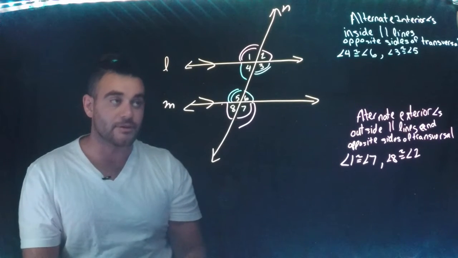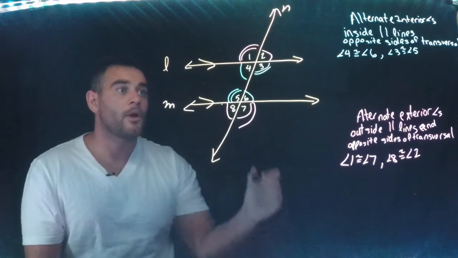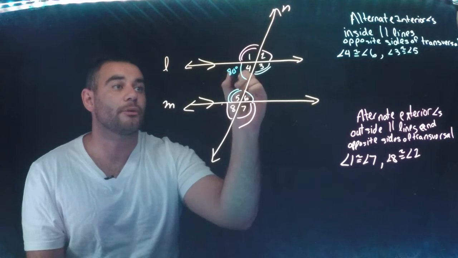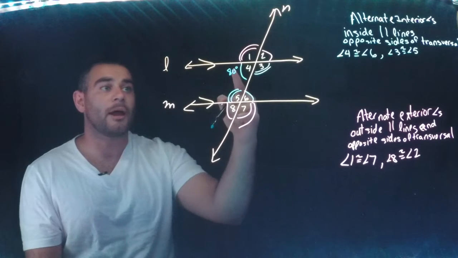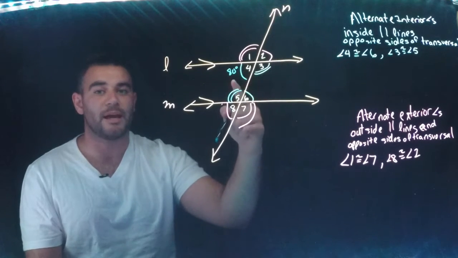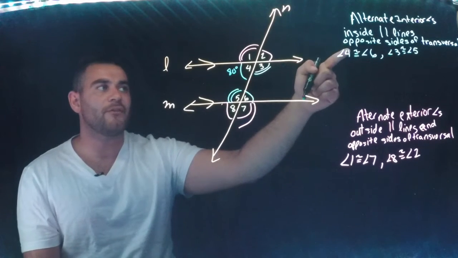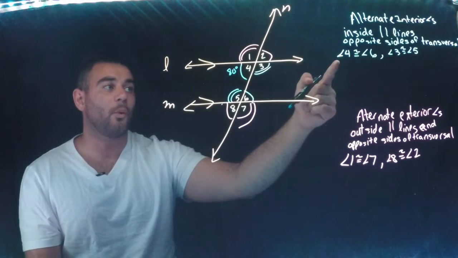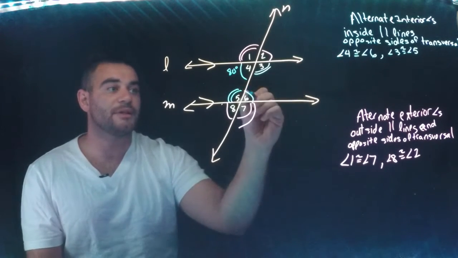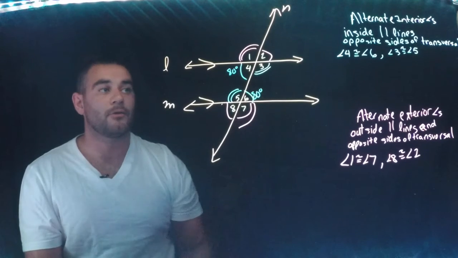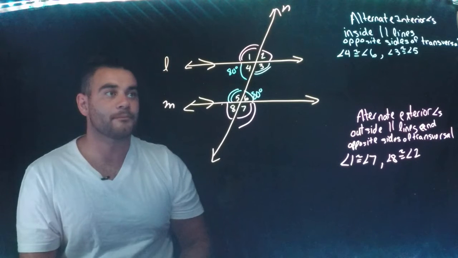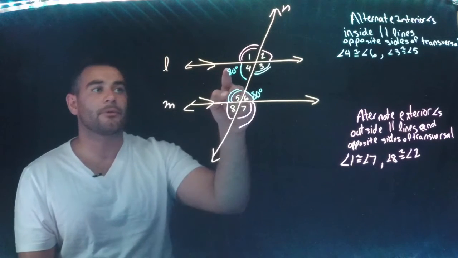So let's get some numbers in here. Let's say we said that this was 80 degrees, right? By vertical angles, these would also be 80 degrees, right? But what about the new definition we just learned? Alternate interior. We know if 4 is 80, so is 6, right? And how about alternate exterior? Well, if this is 80 degrees, right?